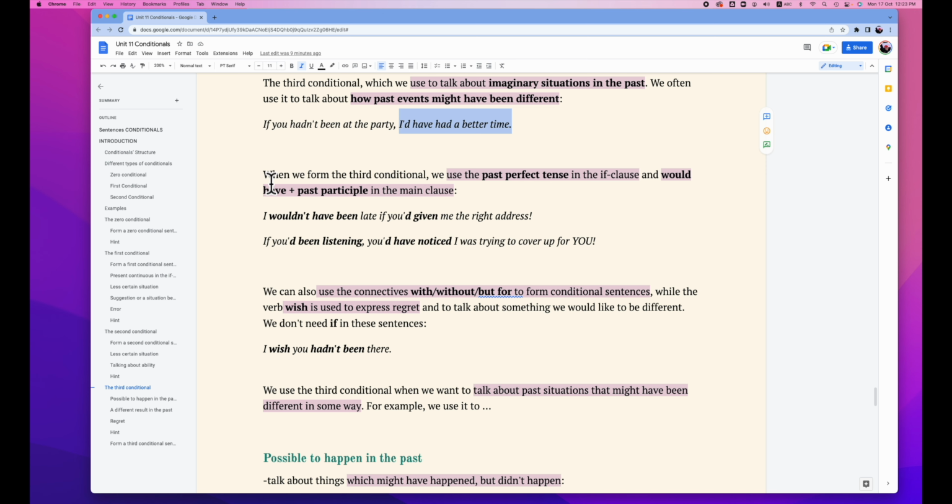The formation of the third conditional is quite straightforward. It's also divided into two parts, part A as well as part B. When we form the third conditional, we use the past perfect tense in the if clause, or part A, and we use would have plus a past participle in the main clause, which is part B.